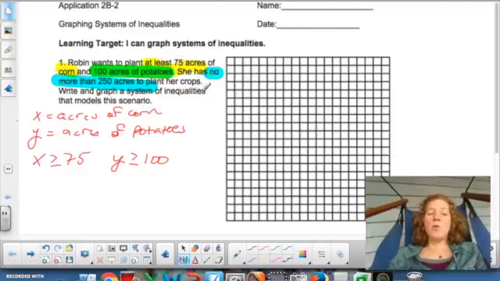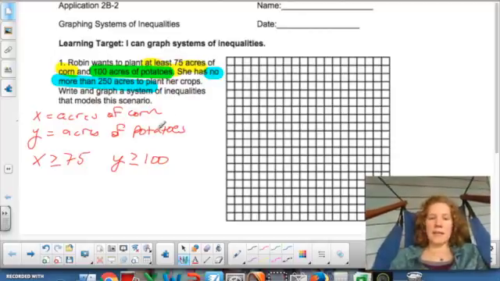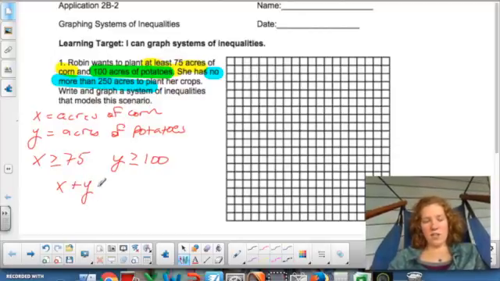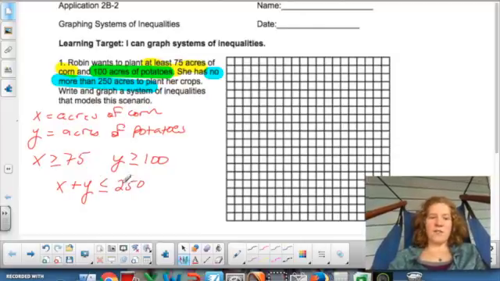Now, I have one more piece of information that needs to be translated into an inequality. It says she has no more than 250 acres to plant on. So if I put my corn together with my potatoes, so we do that with addition, then that must be less than or equal to 250 because she's only got 250 acres. So that cannot be greater than 250.